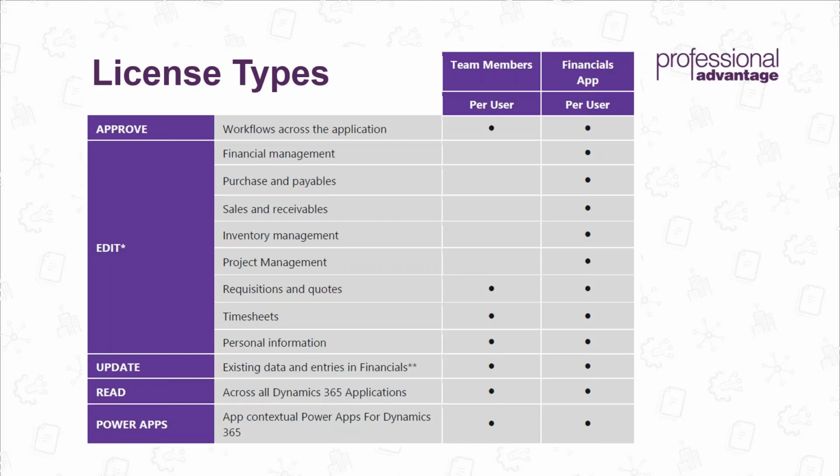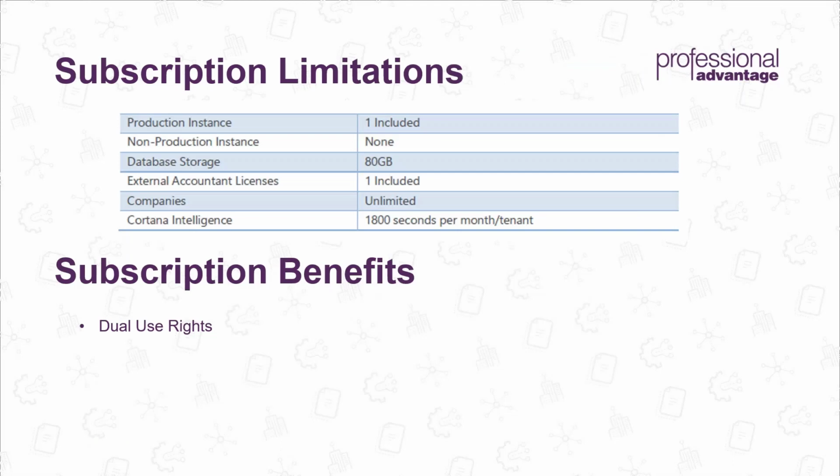Let's talk about some of the limitations that come with the actual product. You are allowed an instance. Within that instance, you can have an unlimited number of companies. You also get an included free, what they call an accountant license. That's a license you can grant to your external accountant, if you so wish, which doesn't count towards your user license count.